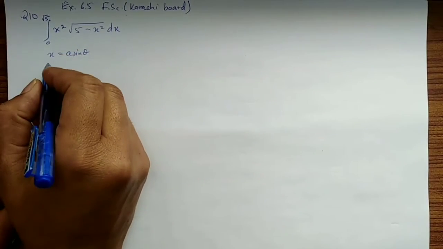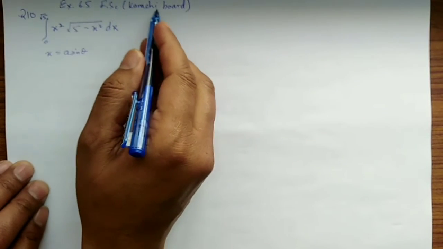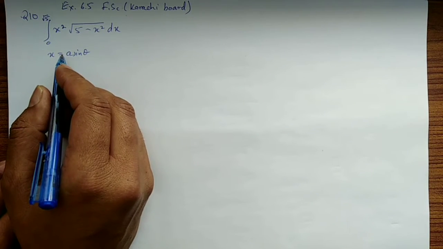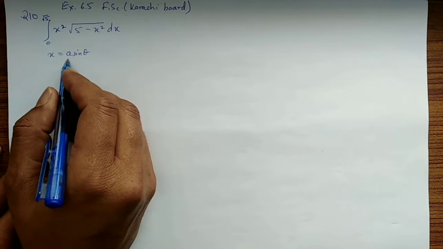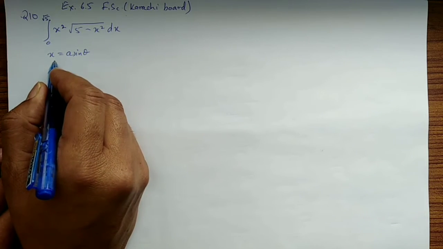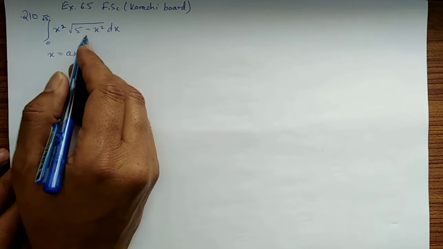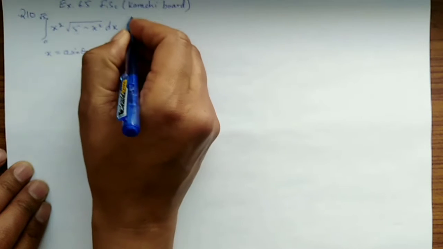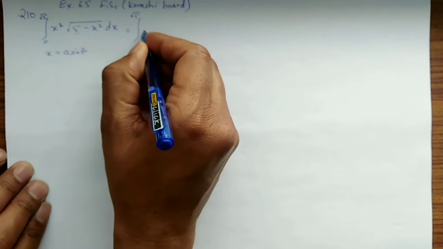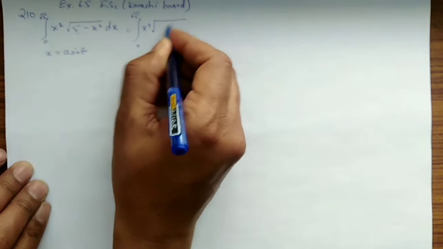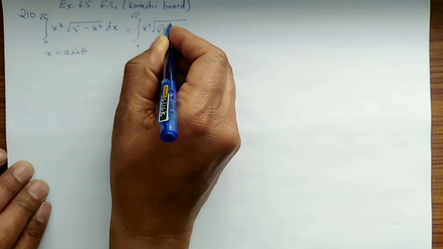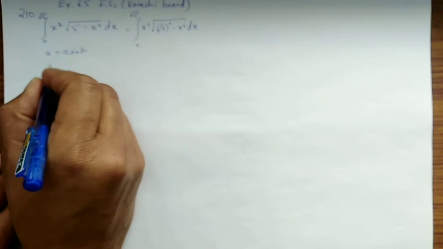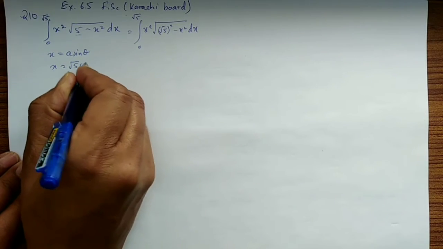Guys, this is question number 10 of exercise 6.5, FSC Karachi board. How can we solve this question? Let's suppose x equals a sine theta. Here we have the value of a as root of 5, that we can write in square form, like integral of root of 5 square minus x square dx. So we can write this as root of 5 sine theta.